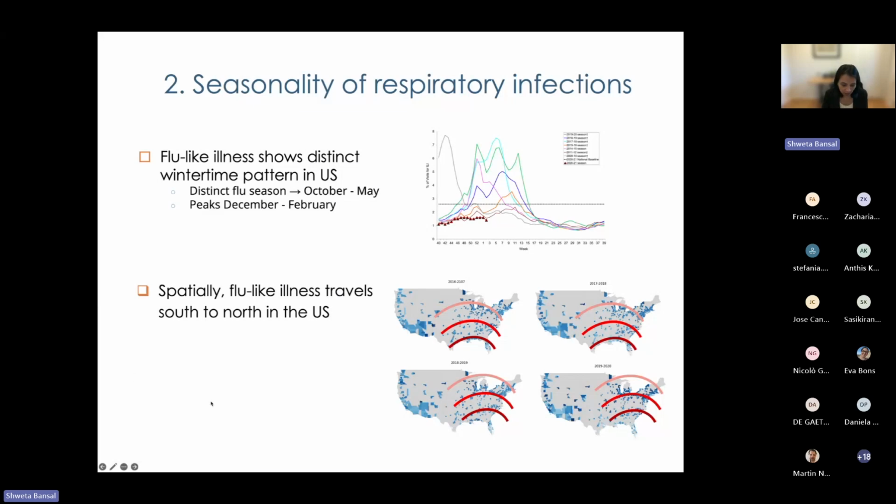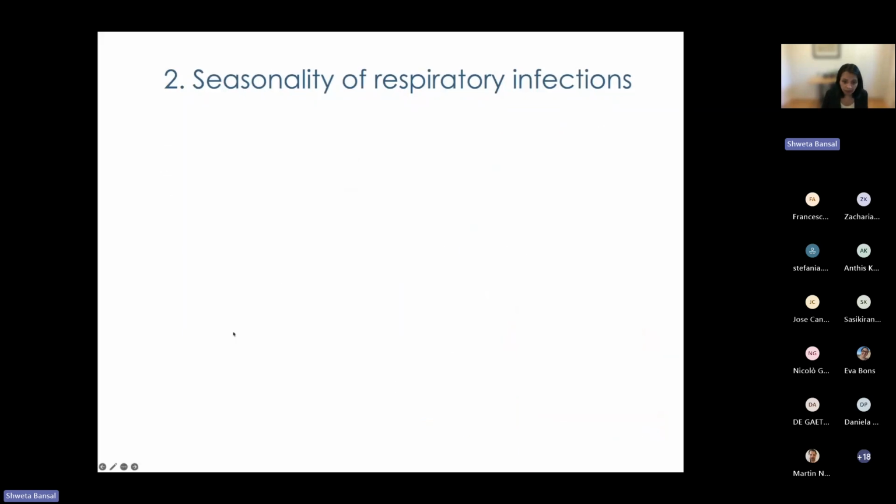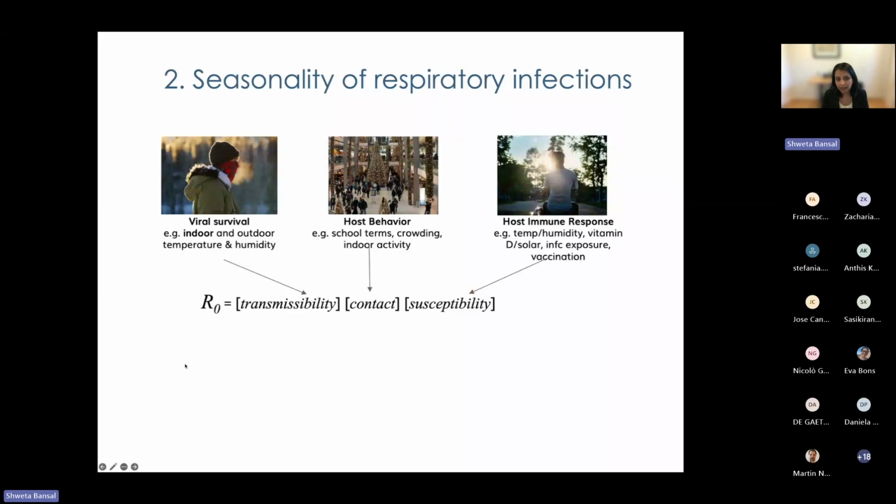And of course, the dogma with respect to seasonality of respiratory infections really has been around environmental factors driving this seasonality. But we know that there's a wide range of factors that can lead to seasonality of respiratory infections, right? So certainly, factors like temperature and humidity matter, but these don't matter just in an outdoor context, but also indoor temperature and humidity. There are host response factors that influence susceptibility that have to do with the environment, but also have to do with behavior.